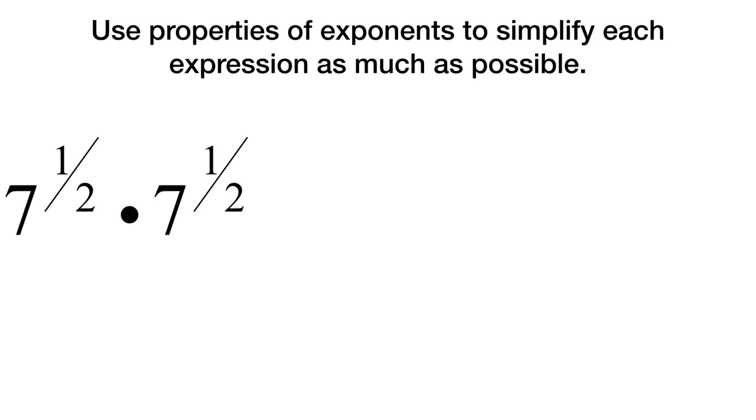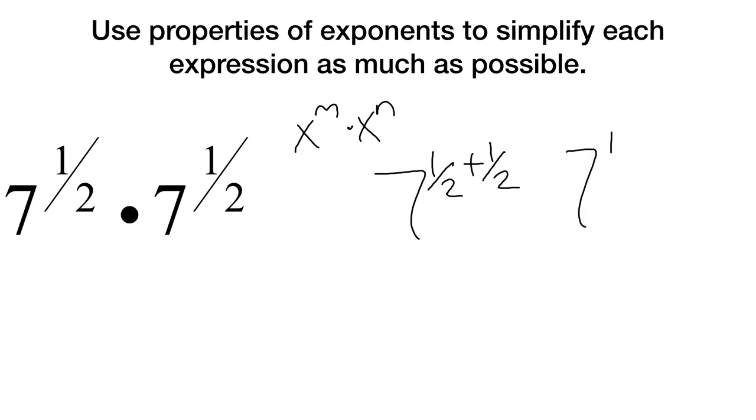All right, here's our next one. There are actually 2 ways we can do this, but what I'm going to do is take the x to the m times x to the n approach from earlier, where we add them together. So 7 to the 1/2 plus 1/2, which is the same as saying 7 to the 1st power, or just plain 7.